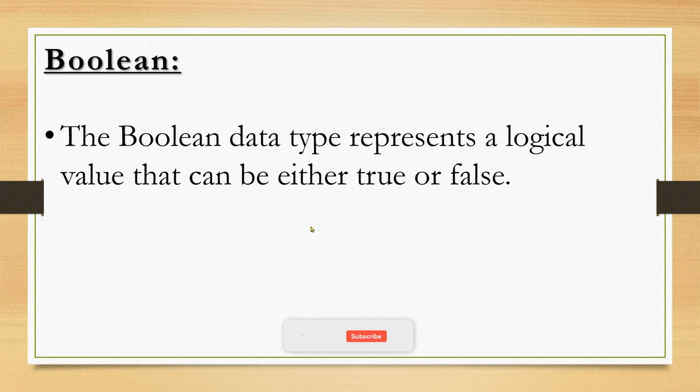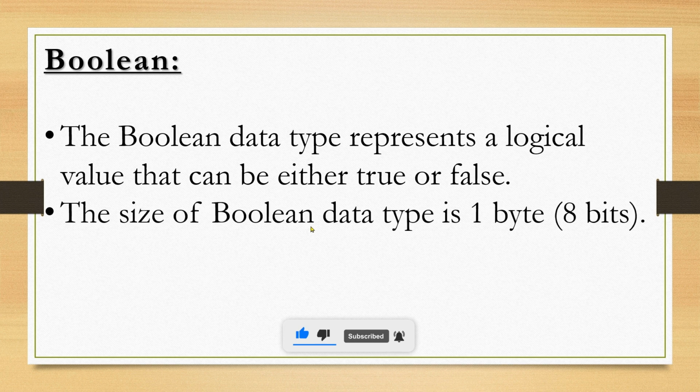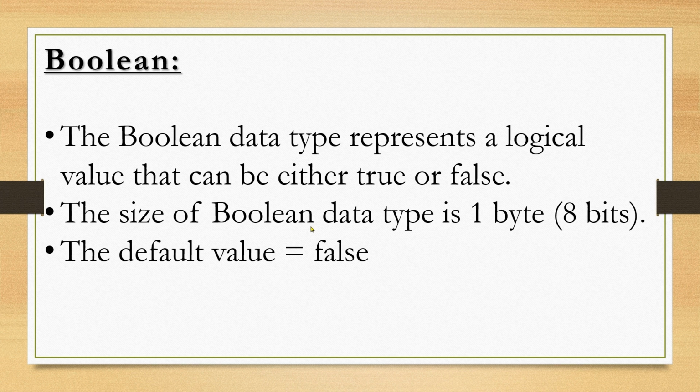Boolean. The Boolean data type represents a logical value that can be either true or false. The size of the Boolean data type is 1 byte, which means 8 bits. The default value equals false. Syntax is boolean space varname.